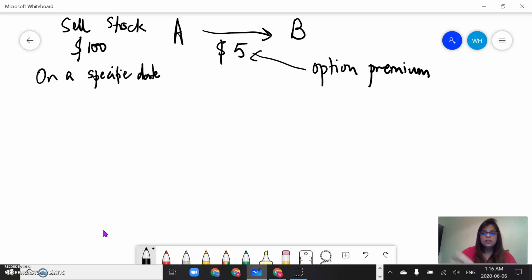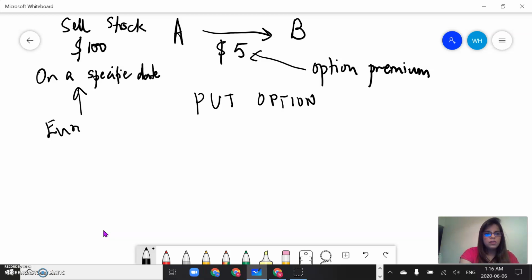Since A purchased the right to sell the stock, this is known as a put option. And since the option can be exercised only on a specific date, it is known as a European option. These are the different features of a put option.